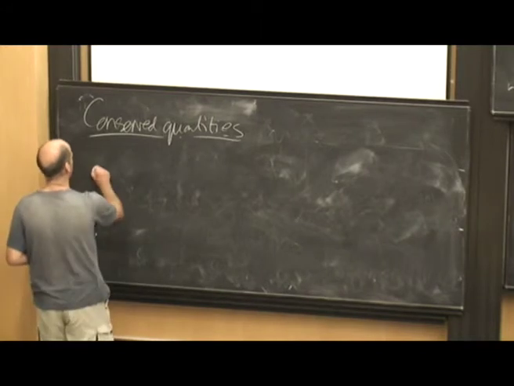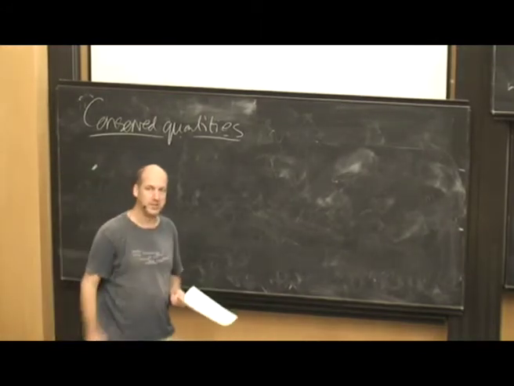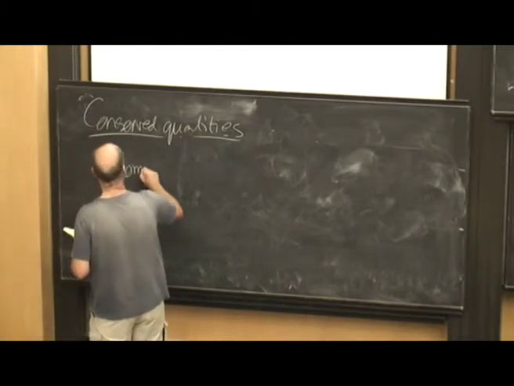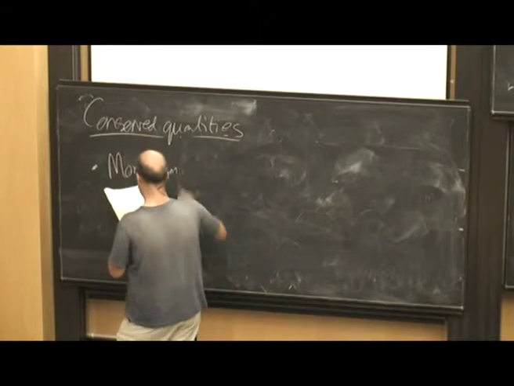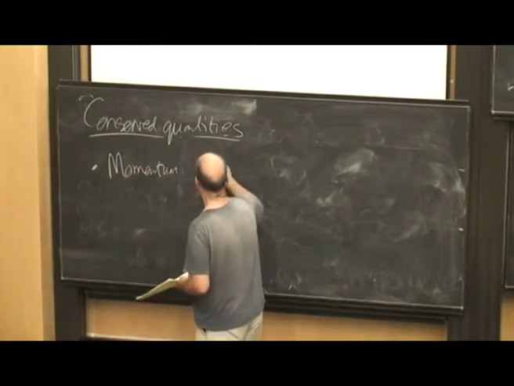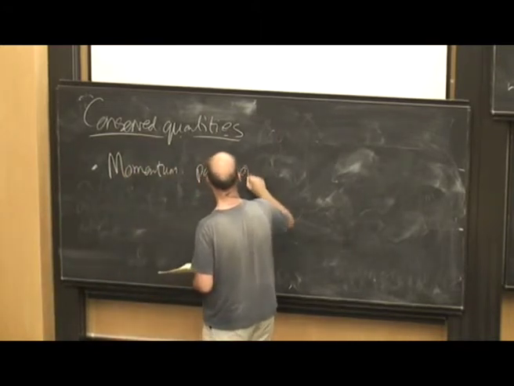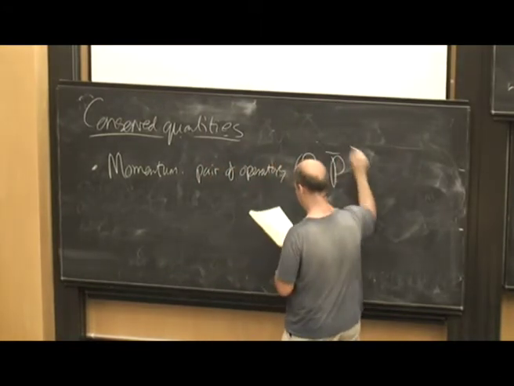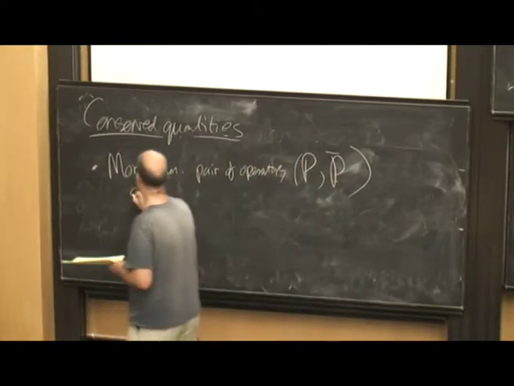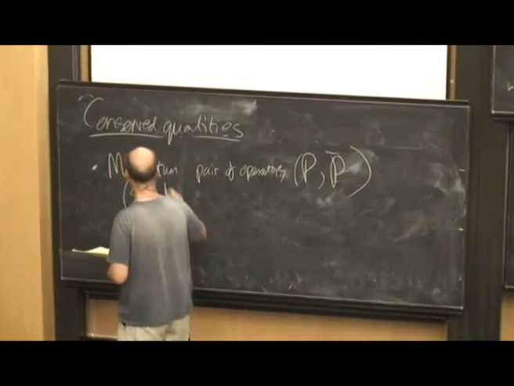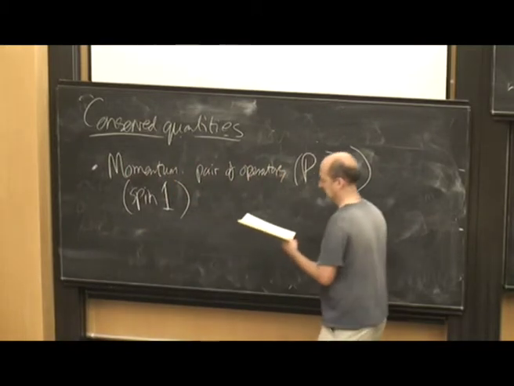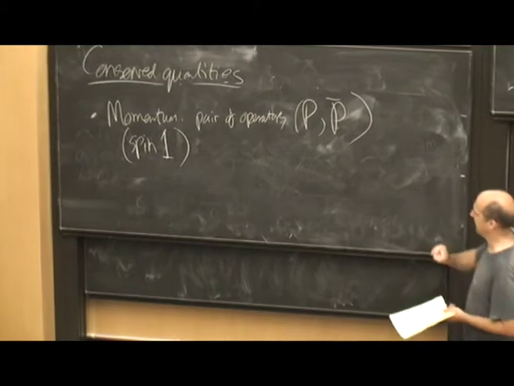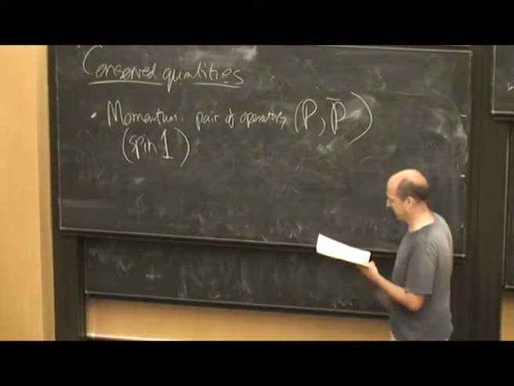Anyway, what do conserved quantities look like from this point of view? They're going to be operators which act on these states. The simplest example we can think of would be momentum. So momentum would be a pair of operators, let's say P and P bar in the light cone. We'll say momentum is spin 1. But actually in 1 plus 1 dimensions we can split into a spin plus 1 and spin minus 1 instead of P and P bar.